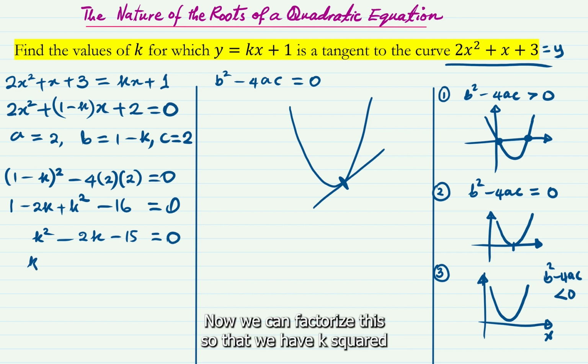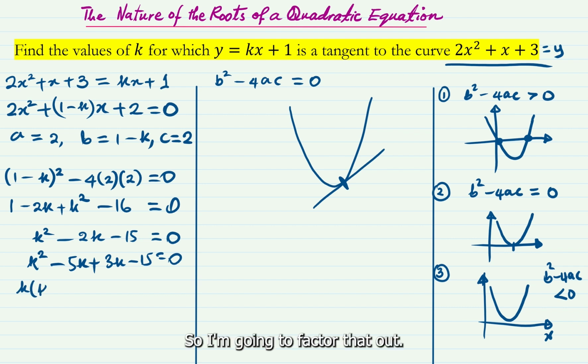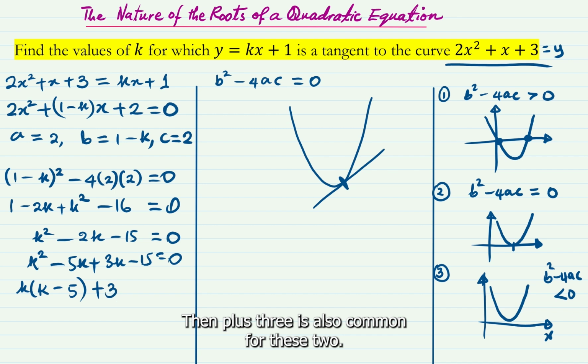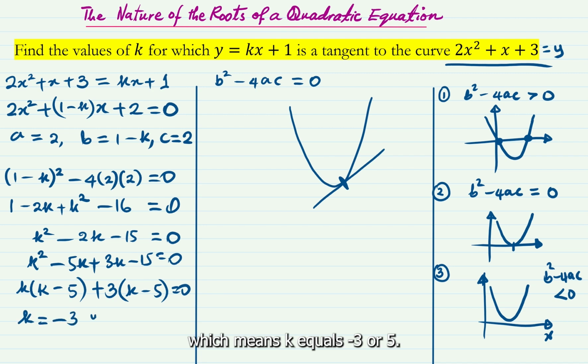Now we can factorize this so that we have k squared minus 5k plus 3k minus 15 equals 0. Now k is common, so I'm going to factor that out. Then I have k minus 5 left. Then plus 3 is also common for these two. Then I have (k minus 5)(k plus 3) equals 0, which means k equals negative 3 or 5.